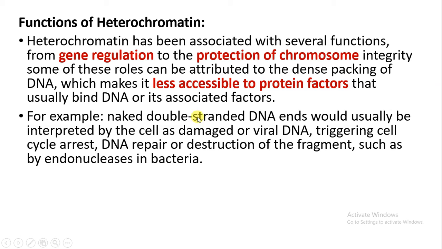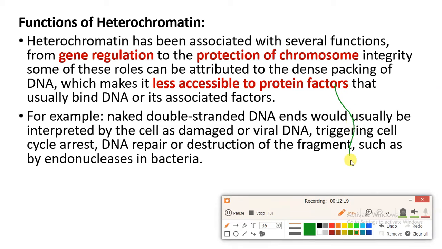Even here, the heterochromatin is also the one which is protecting the DNA. Whenever we observe the DNA, it is a double stranded molecule. So the ends of the DNA can be interpreted as damaged or viral DNA. Because of this, the cell cycle could be arrested. DNA repair can start, DNA destruction can also start, and the endonuclease which is present in bacteria can also damage these kinds of DNA.